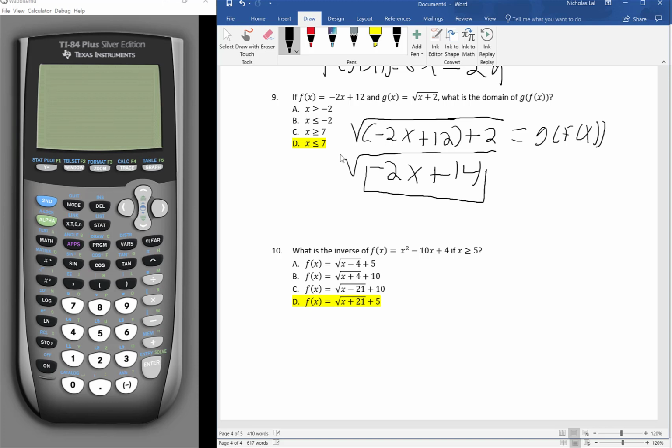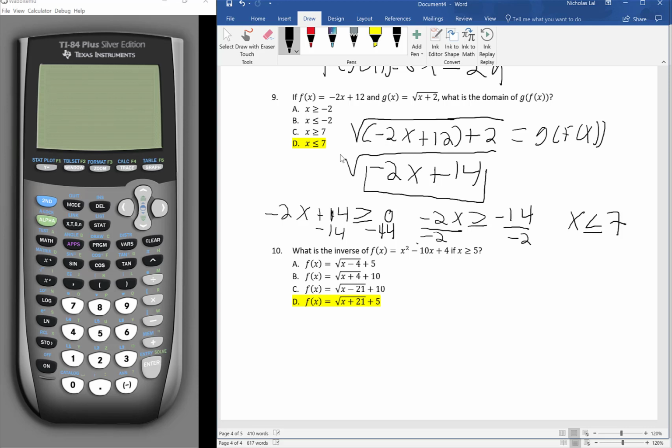Otherwise, the term under the square root is going to be negative, and you can't take the square root of a negative number. So negative 2x plus 14 must be greater than or equal to 0. Subtract by 14, and we have negative 2x has to be greater than or equal to negative 14. Divide each side by negative 2, and x is going to be less than or equal to 7.